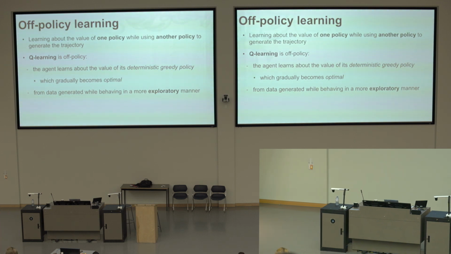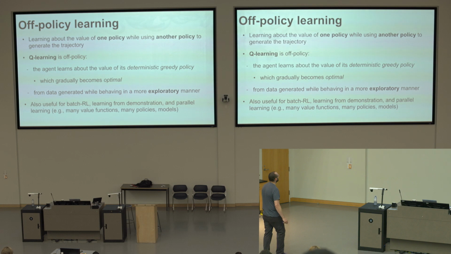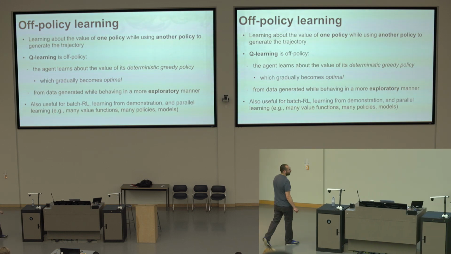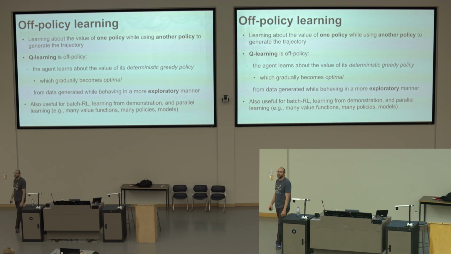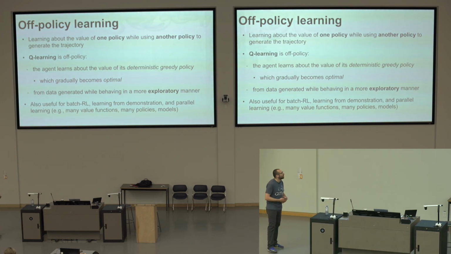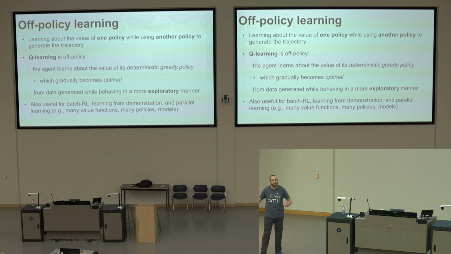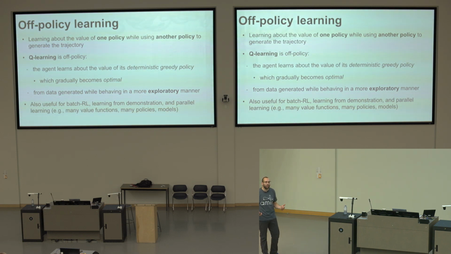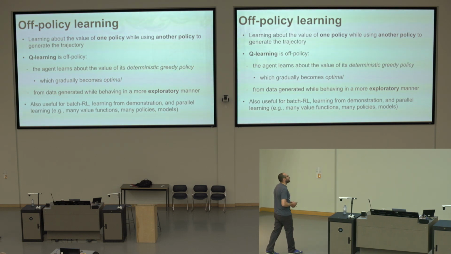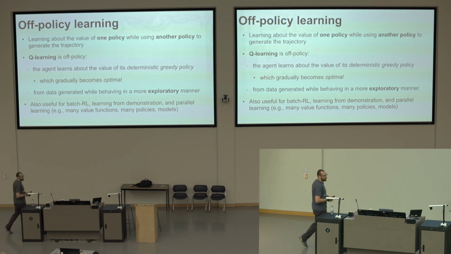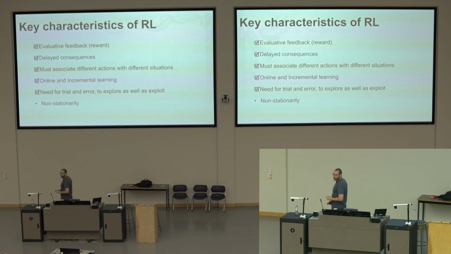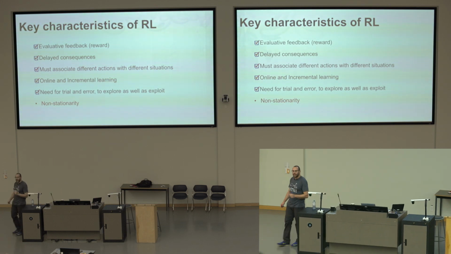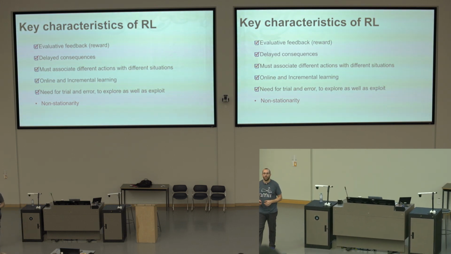It's really key for Q-learning's exploration strategy, but it's also really important in a bunch of other areas of reinforcement learning, like batch reinforcement learning, learning from demonstration, and parallel learning systems. You might want to learn many value functions in parallel, or many policies, or models of the world. These all typically make use of off-policy learning. Okay, I have to speed up a little bit, but I want to cover the last point in this section: the simple way Q-learning deals with non-stationarity.